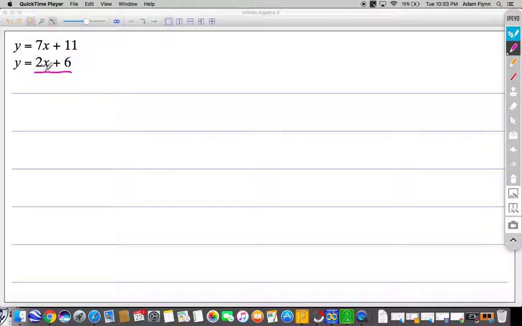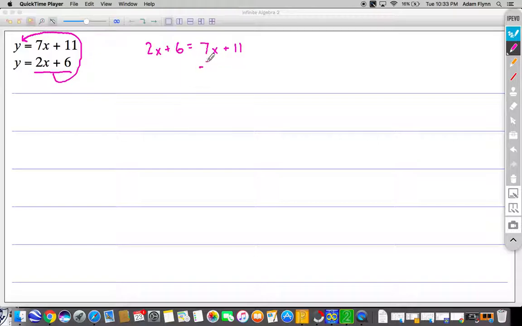And since I know y equals this, I will plug this in for a y in the top equation. Okay, so just replacing this y, or substituting it, with 2x plus 6. So when I do that, I have 2x plus 6. This used to be y in the first equation, now it's 2x plus 6, equals 7x plus 11. And now I just solve for x.